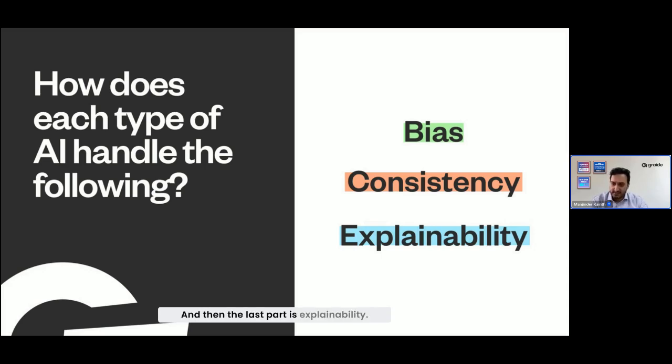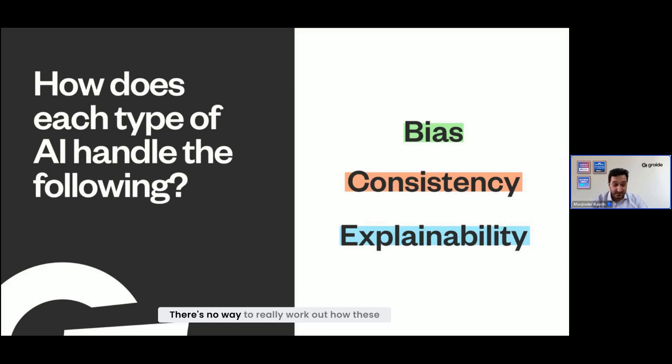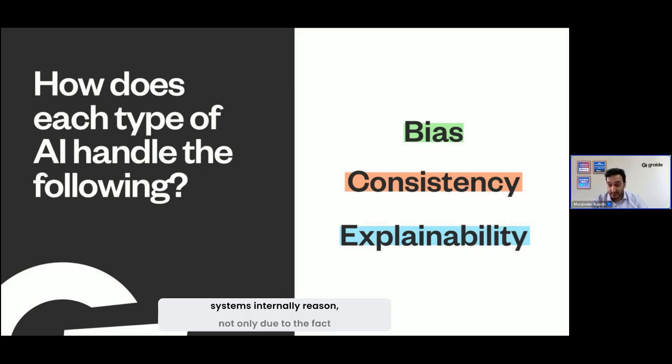And then the last part is explainability. If I opened up this machine, could I actually understand what's going on? Could I look at how it came to the decisions that it did? And when we're looking at large language models and generative artificial intelligence, unfortunately, the answer to that is no. There's no way to really work out how these systems internally reason, not only due to the fact that they're so massive, they have billions and billions of parameters, but actually, if you try to interpret and interrogate them using their own methodology, they often fall short as well.